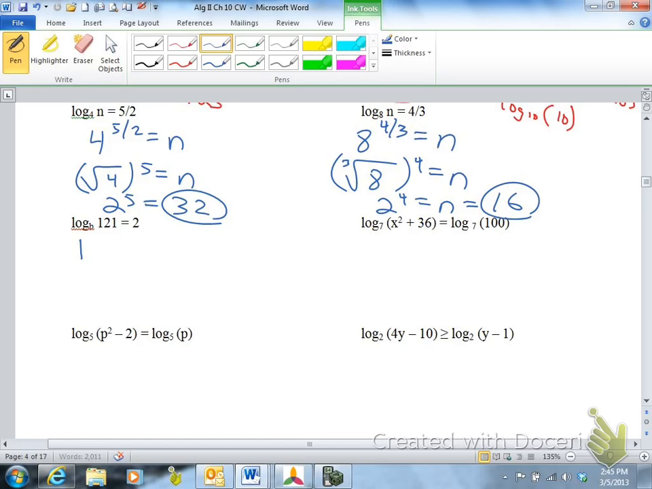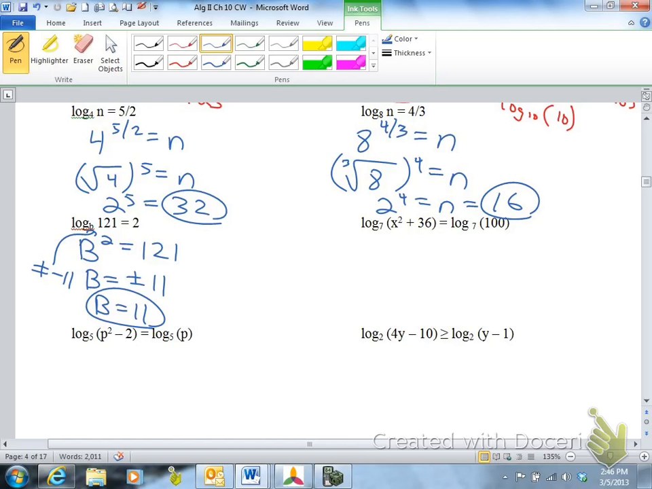On this one, you'd have b squared equals 121, and what squared is 121? That would be 11. And it's plus or minus 11, but the base cannot equal negative 11, so you only have a positive 11 for that. So square root is plus or minus, but a base has to be positive, based on how a logarithm is defined.